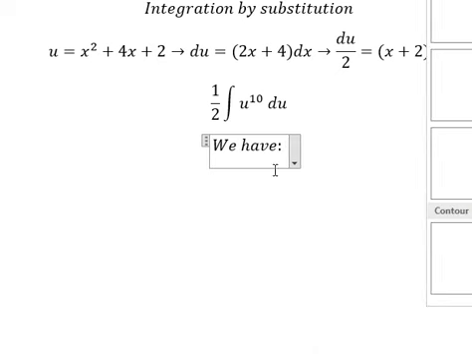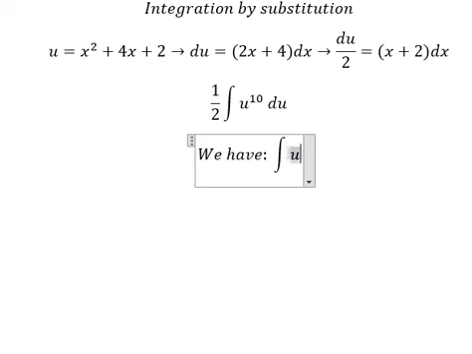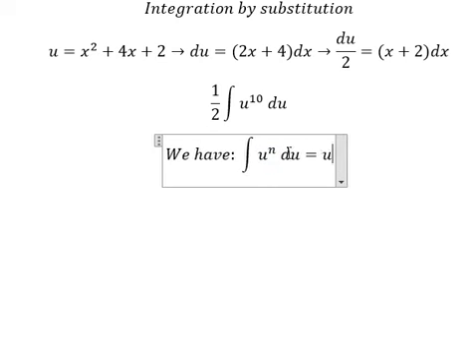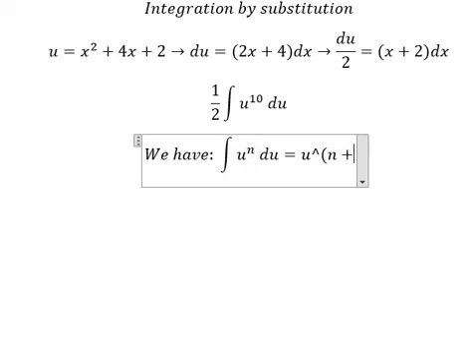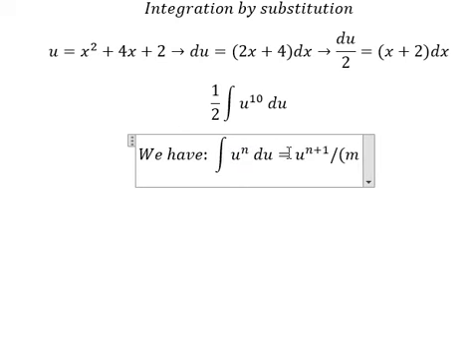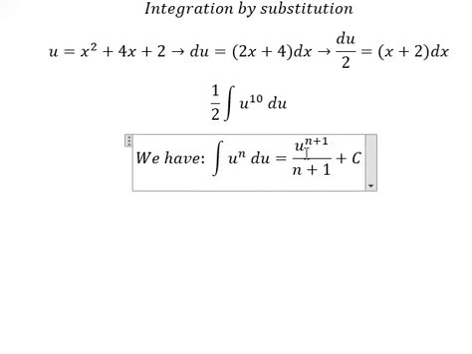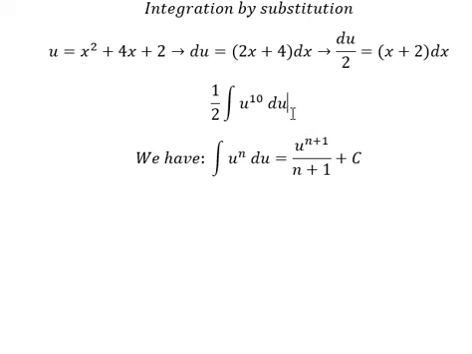The integration of u to the power of n du. We have u to the power of n plus 1 over n plus 1, and we put c, that is the constant. So now we can apply this one in here.